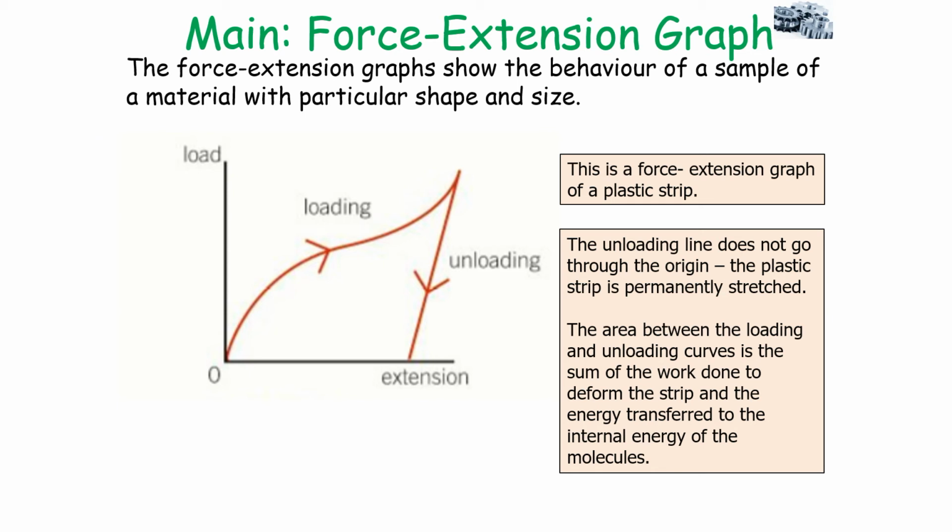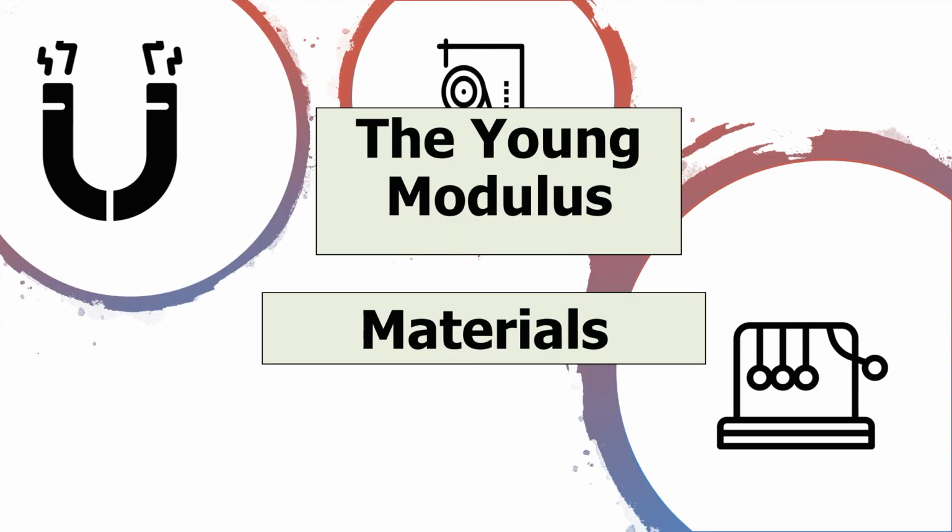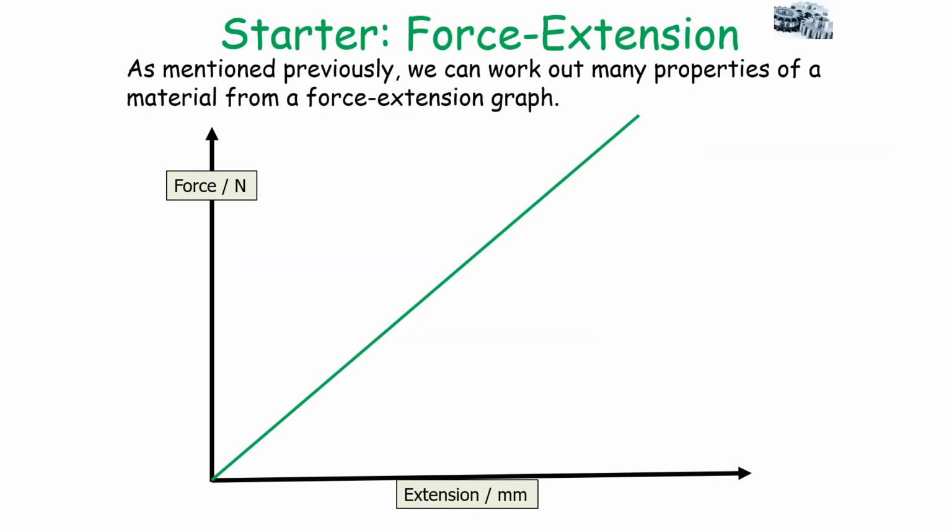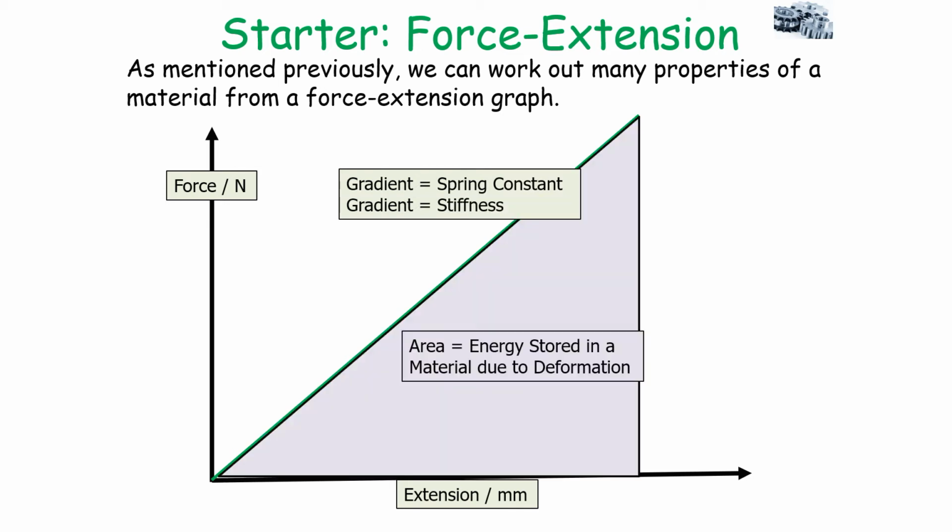So we've looked at the bulk properties of a material. Let's now look at the Young's modulus of a material. As we mentioned previously, there are many properties of a material you can work out from its force extension graph. Our gradient is the spring constant or the stiffness, and the area under the curve is the energy stored in a material due to deformation.